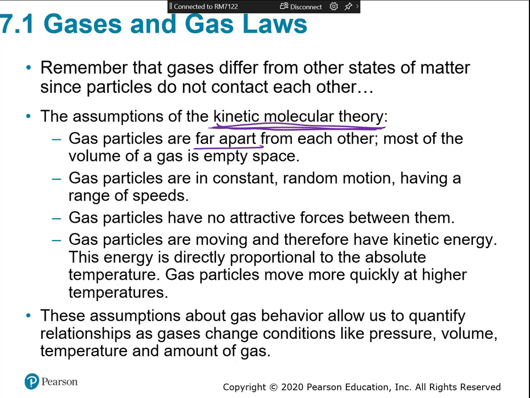Gas particles are in constant random motion. Their speed is very much dependent on their temperature. The higher the temperature, the faster the gas molecule is going to move. There are no attractive forces. By that I mean gas molecules act like independent things. They're not affected by other gas molecules that might be near them. And they're moving, therefore they have kinetic energy. As you increase the temperature, you're going to increase the kinetic energy, and increase the vibrational activity of gas molecules.